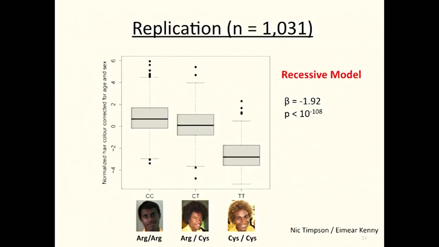And here's the distribution of standardized hair pigmentation. Here are the kids who are homozygous arginine. Here are the kids who are heterozygous arginine and cysteine. And then here are the kids who are homozygous cysteine. They are two standard deviations out from the distribution of hair pigmentation. These two are nearly identical.